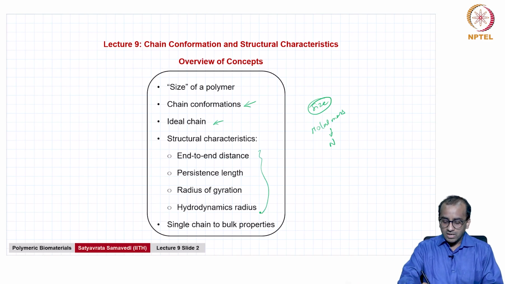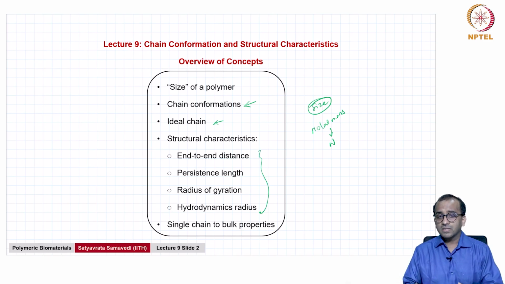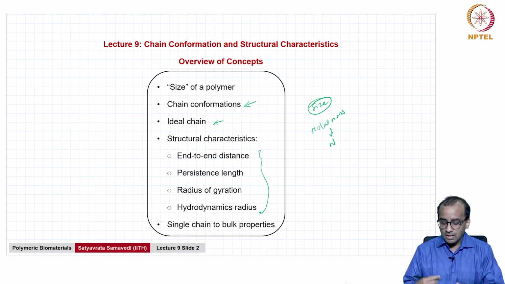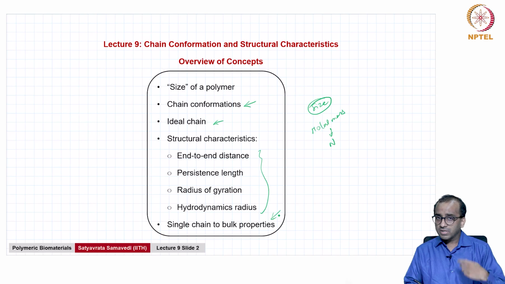And we will also look at a few different structural characteristics, numbers essentially, that can be used to quantify these sizes, such as end-to-end distance, persistence length, radius of gyration and hydrodynamic radius. And then ultimately, as always, we will connect how these single chain properties or characteristics can be connected to bulk properties.